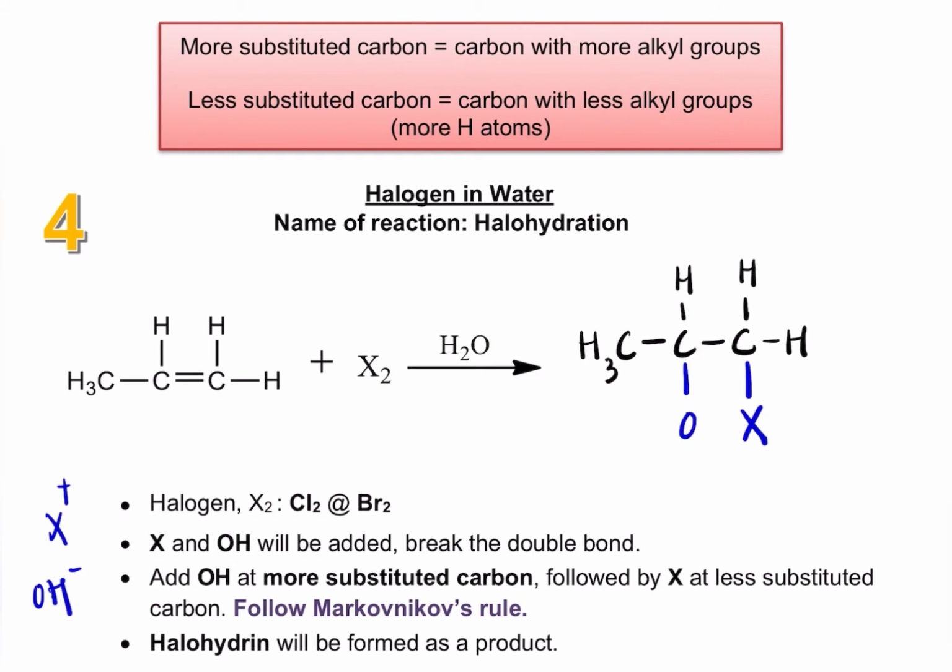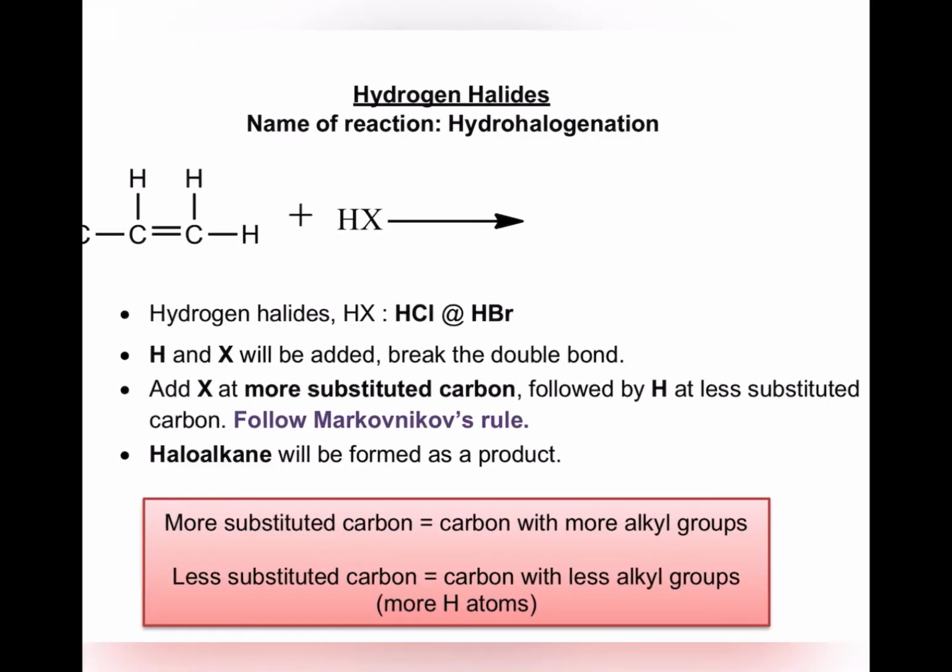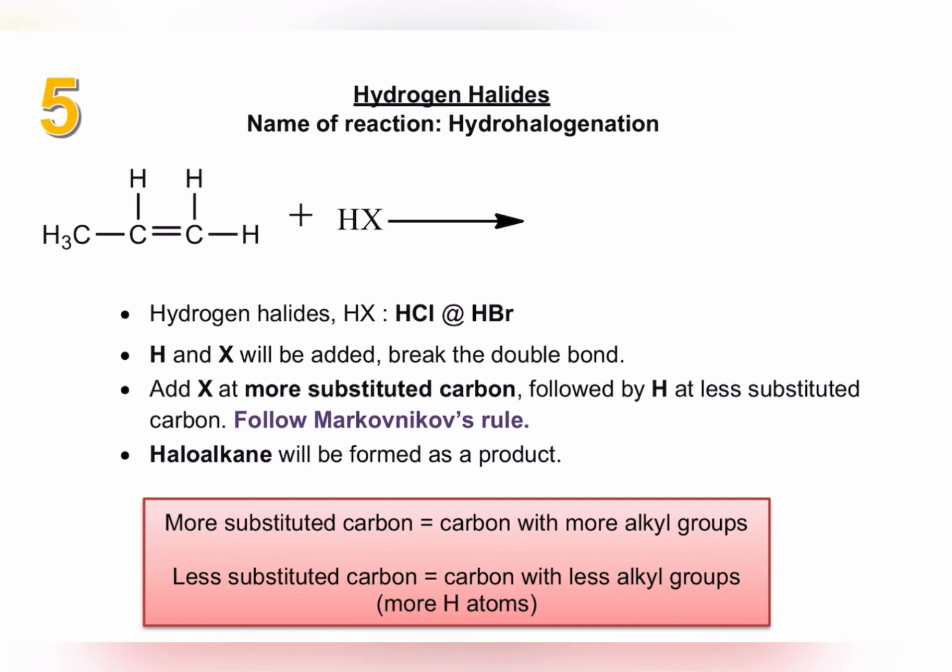So I will have OH here. Another way that you can explain that, OH will be added at more substituted carbon because you got alkyl group at this carbon. You can use whichever reason that you want. So please be careful, make sure you add OH and X at the correct position. So this product is what we call as halohydrin.